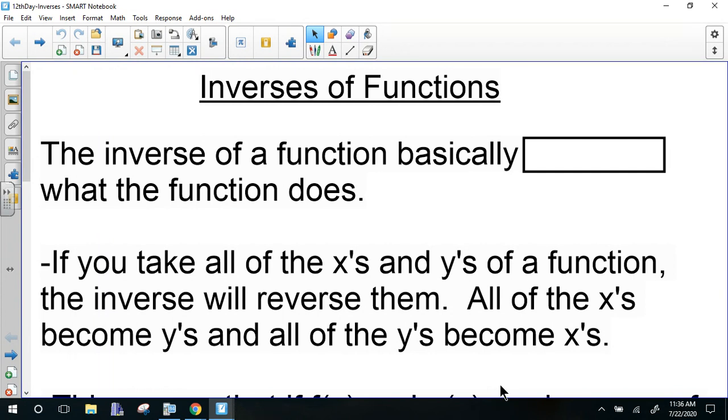The inverse of a function can basically reverse what the function does. So if you take all the x's and y's of a function, the inverse will reverse them, switch them. So all the x's become the y's, all the y's become the x's.